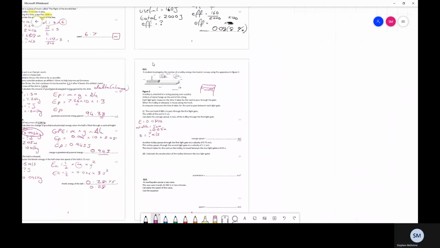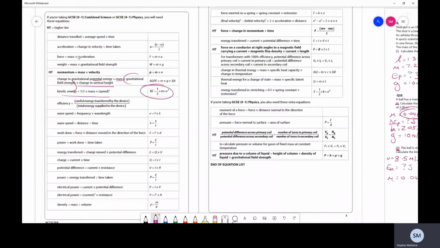Let's look here. Let's look at any of these equations that we might possibly be able to use. Okay, so we got distance traveled, average speed and time, acceleration, force, mass, weight, efficiency, wave speed, work done, power done, energy transferred. Right, none of those are helping us, apart from maybe this one. Distance traveled, average speed and time.